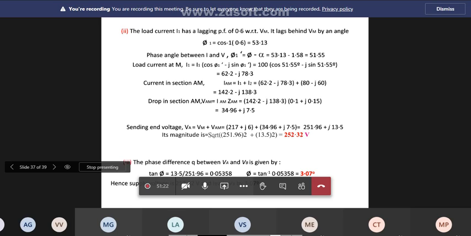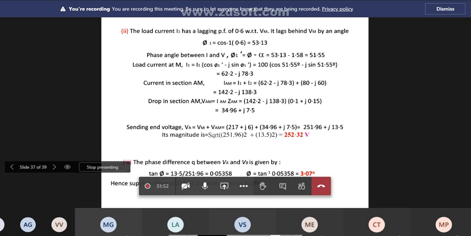Similarly, now find out the current. Once the angle is found, now find the current I1, which is I1 cos phi1 dash minus j sin phi1 dash. The value is like this. Now the current in section AM, IAM, is equal to I1 plus I2. The voltage drop in section AM, VAM, is equal to IAM into ZAM. The value is this one.